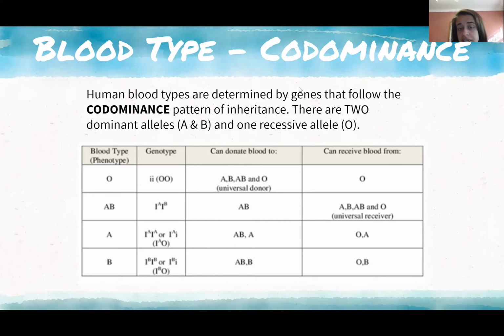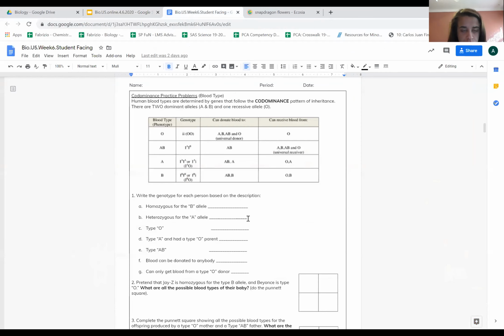And then over here, it tells us which blood types can donate which type of blood to which individuals, and which blood types can receive blood from which type of individuals. Here we have O being the universal donor because it has this recessive allele that can be donated to any of these. Whereas AB is a universal receiver because it has both the A and the B dominant alleles, and it can also receive the recessive allele from type O.